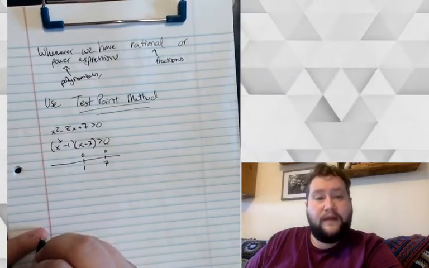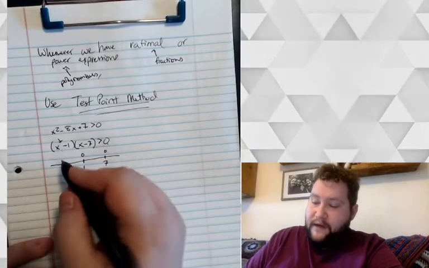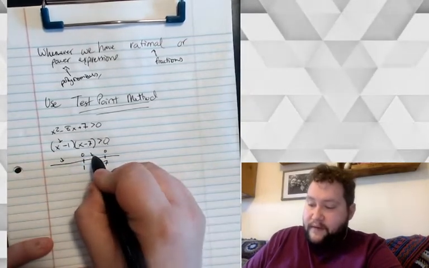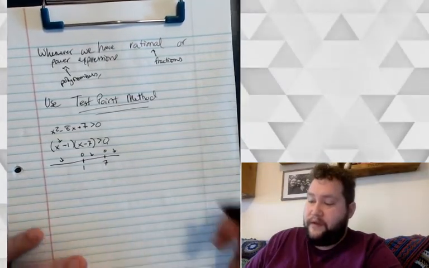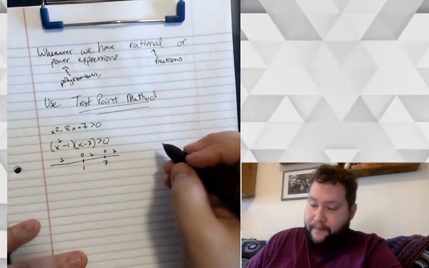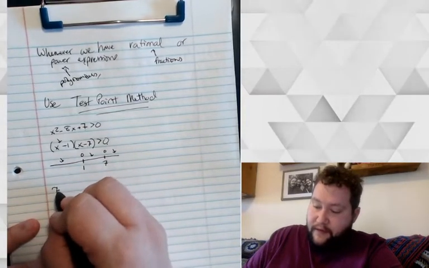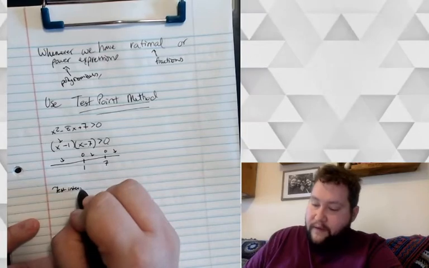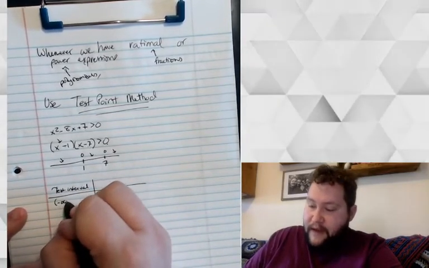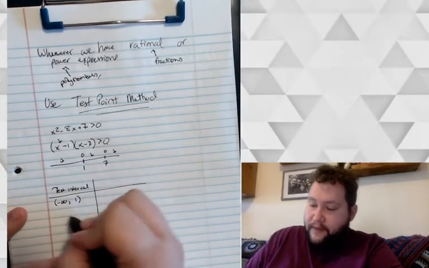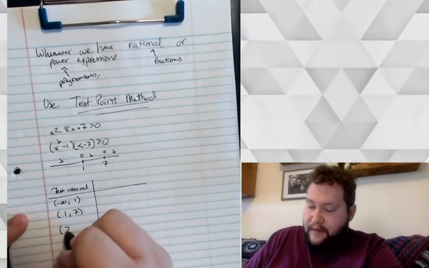And so what we need to figure out is whether it's positive or negative here, whether it's positive or negative here, and whether it's positive or negative here. So what we'll do is construct a table. We have our test interval. We want to know what happens between negative infinity and 1, between 1 and 7, and between 7 and positive infinity.